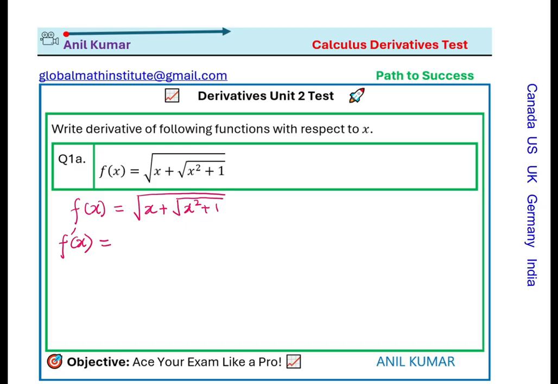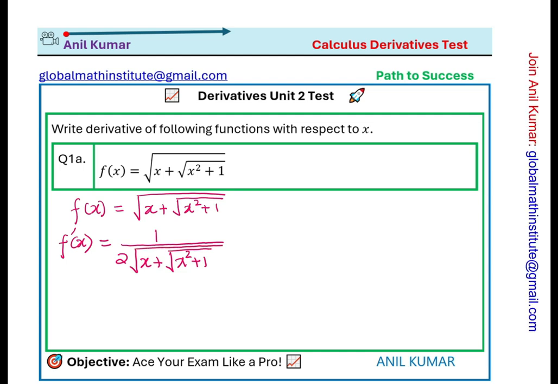So as you know, derivative of square root is 1 over 2 square root x, right? So I'll write it straight, which is 1 over 2 square root of x plus square root of x square plus 1. Make sense? Correct. So that's the derivative of the function. Now, we have to times this with the derivative of inside function. The inside function for us is x plus square root of x square plus 1. Make sense? That is the inside function, right?